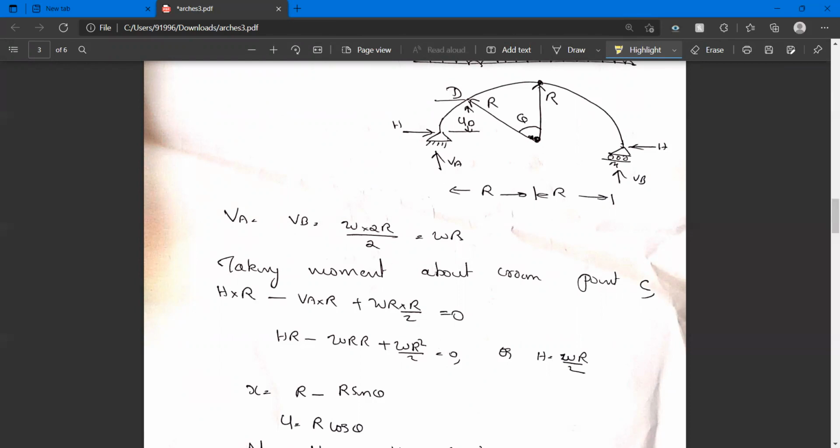Now x is equal to r minus r sin theta. From the figure, you know what r sin theta is and you know what r minus r sin theta is. That is the horizontal distance from A to D, the distance x. Then y is equal to how much? y is equal to r cos theta.